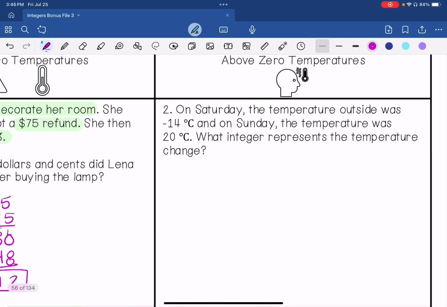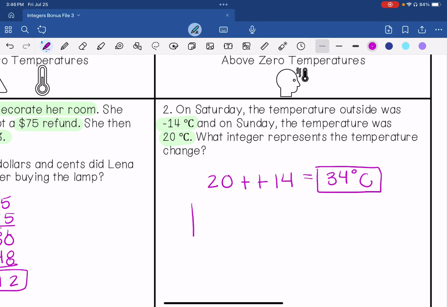On Saturday, the temperature outside was negative 14 degrees Celsius. On Sunday, the temperature was 20 degrees Celsius. What integer represents the temperature change? So what is the difference between 20 degrees Celsius and negative 14? Difference means subtract. Keep, change. The difference is 34 degrees Celsius. That's how much it changed.